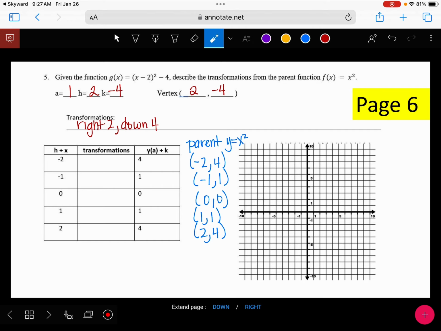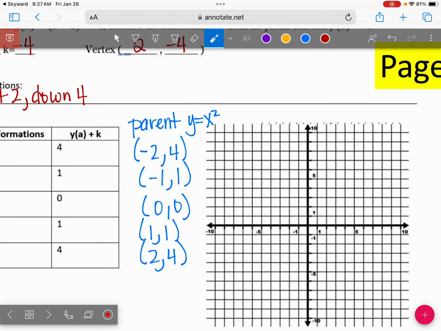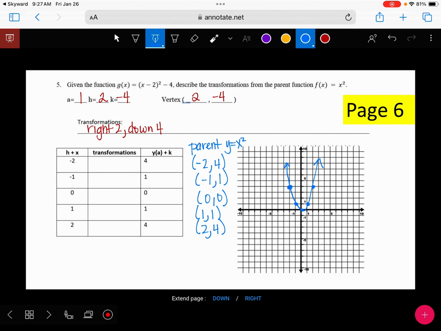Okay, so -2. So let's go ahead and plot these points. So we have -2, 4. And then we have, so these are our 5 points. We're going to go ahead and plot these points. And this is just the parent. And now we're ready to apply our transformations.